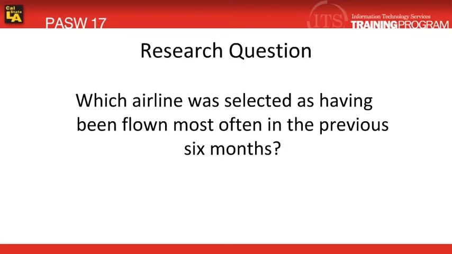Now that we've created a multiple response variable set called airlines, we can use that same variable set to run a multiple response frequency to answer the research question. Which airline was selected as having been flown most often in the previous 6 months? Let's begin.